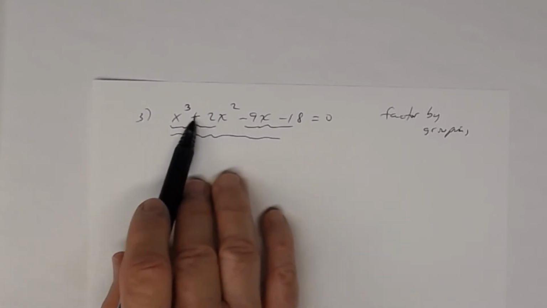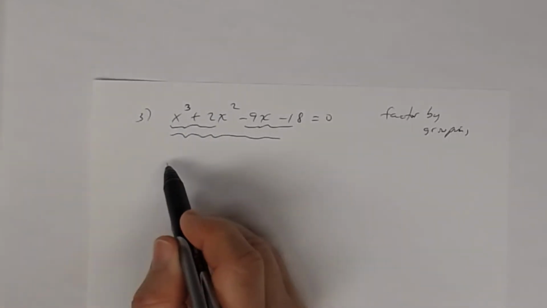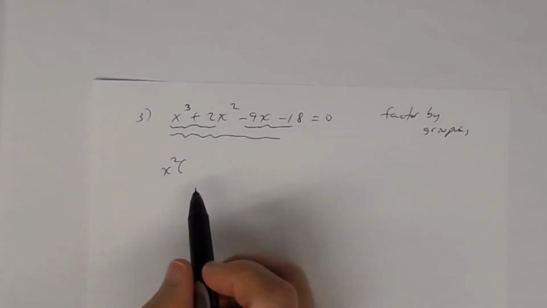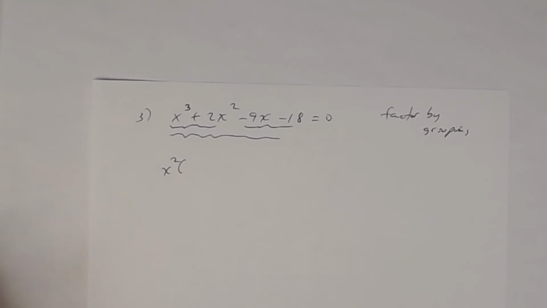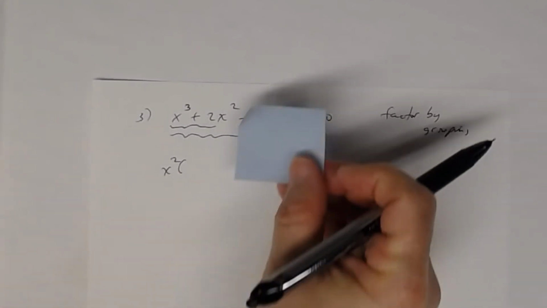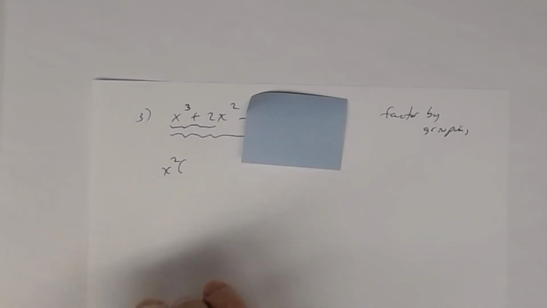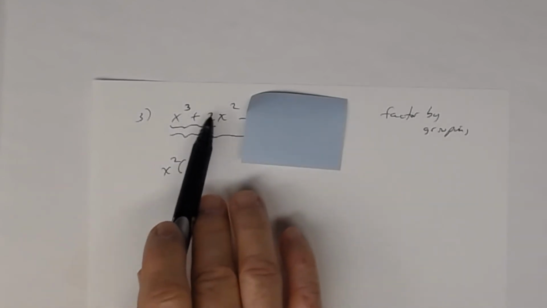I know that the GCF is x squared. So I can factor out an x squared from that first group. If you need to, go ahead and cover up the other part so you don't have all this in front of you. So you just want to factor this first group.